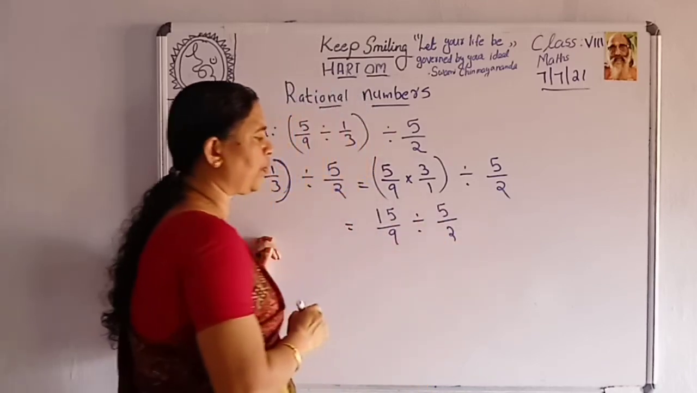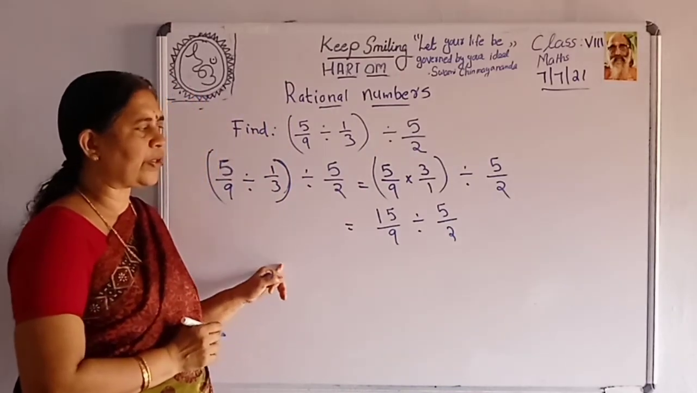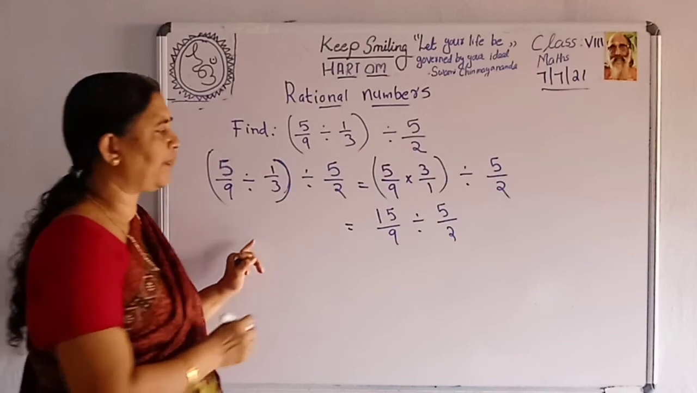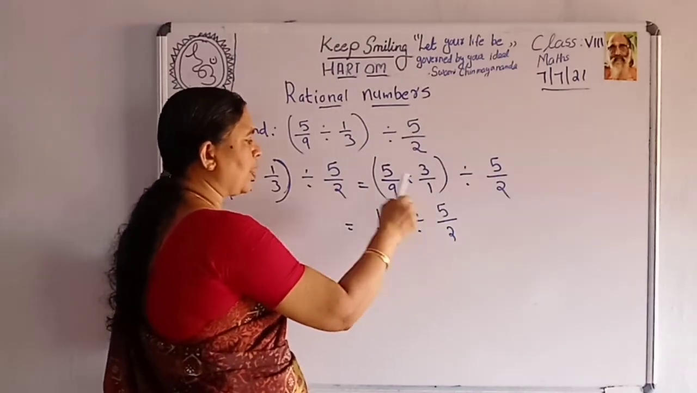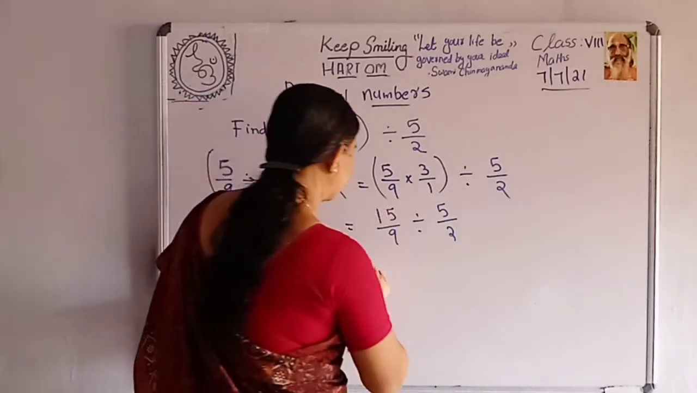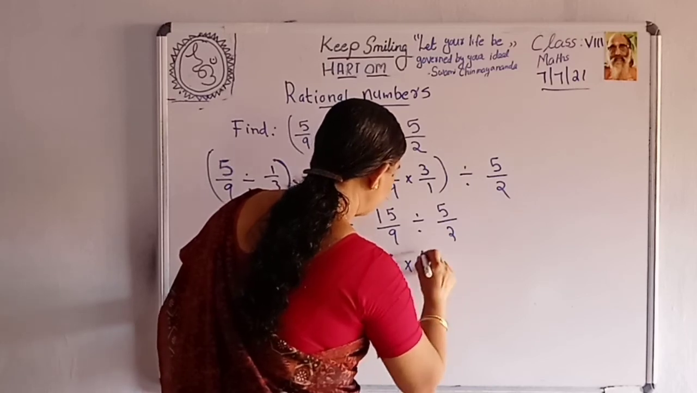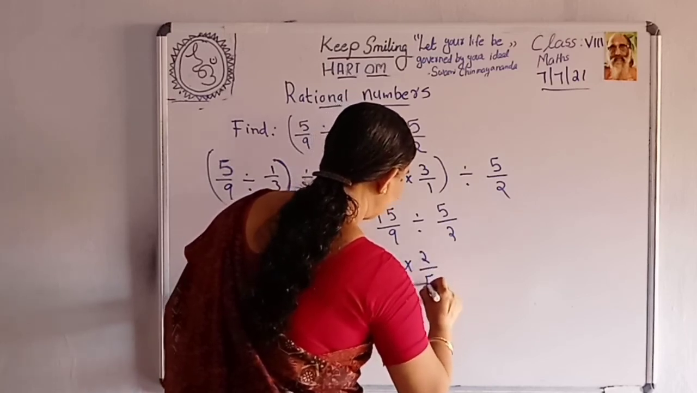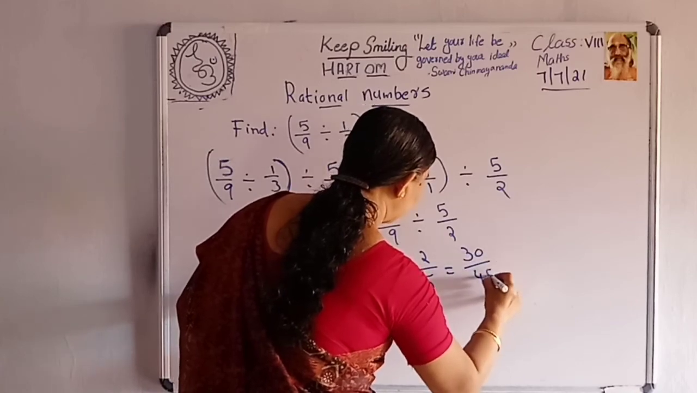Then after that, what do you do? To divide 15 by 9 by 5 by 2, we have to take the reciprocal of the divisor. What is the divisor here? The divisor is 5 by 2. What is the reciprocal of 5 by 2? It is equal to 2 by 5. So it is equal to 15 by 9 into 2 by 5. That is equal to 30 by 45.